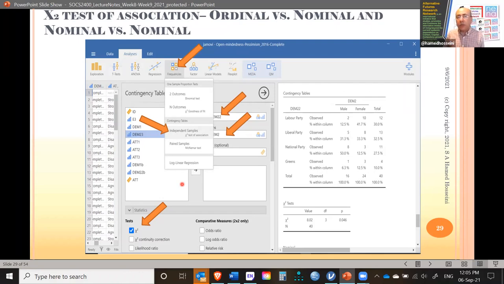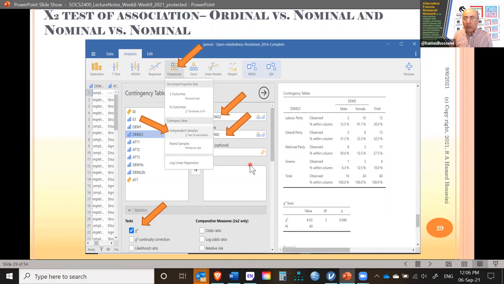And this is chi-square. You go to frequencies, you go to independent samples, chi-square test of association. You choose your variables. Remember, the independent variable always goes to the columns, based on our convention in this course. And you choose chi-square here, that X to the power of 2, it's a Greek letter, it's chi-squared, and then you choose that.